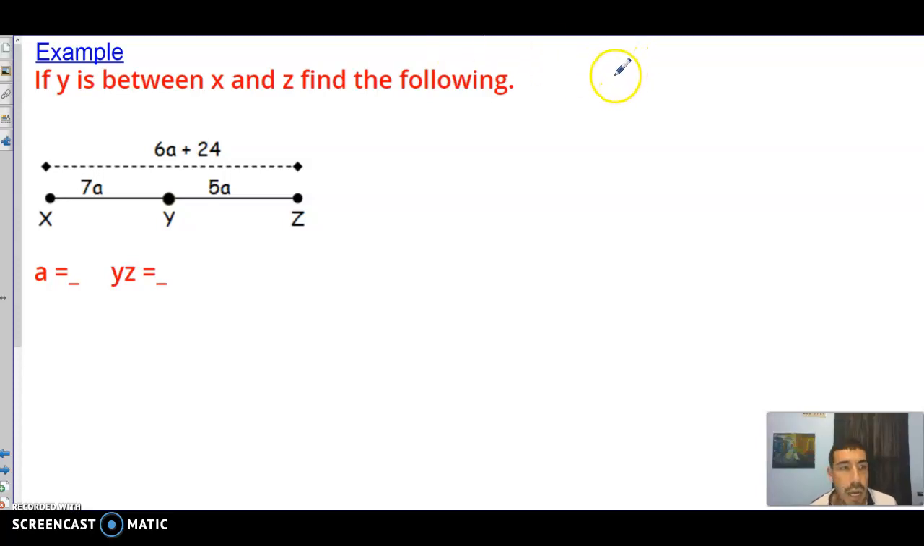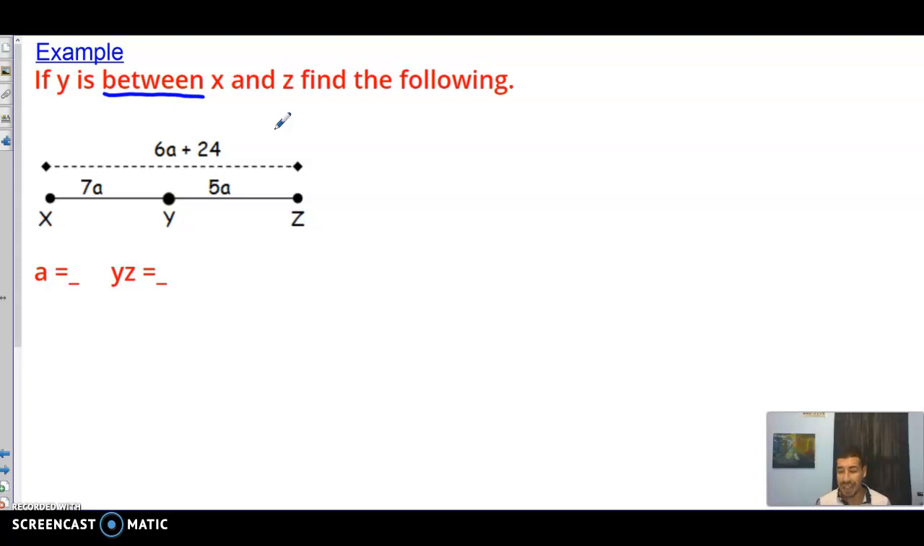Okay, class. So for this example, it's similar to midpoint, but there are differences. If y is between x and z, find the following. Notice the keyword here is between and not midpoint like the previous example. Between means that it's somewhere in between the 2 points. Now we don't know, it could be the midpoint, it could be right in the middle, but we honestly don't know. The only thing we know is that y is somewhere between x and z.